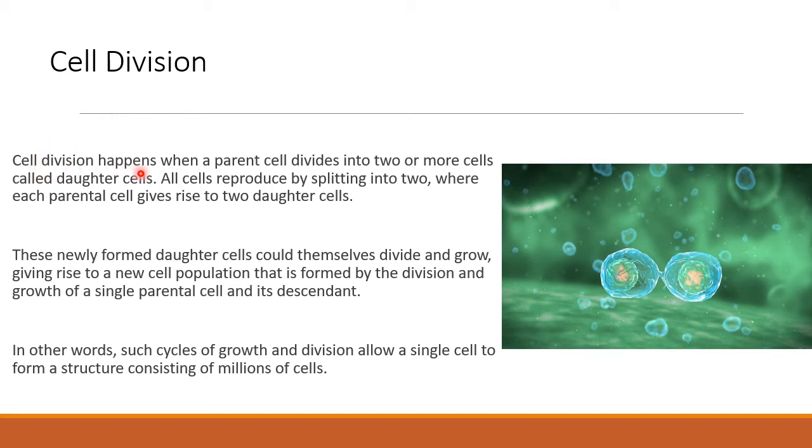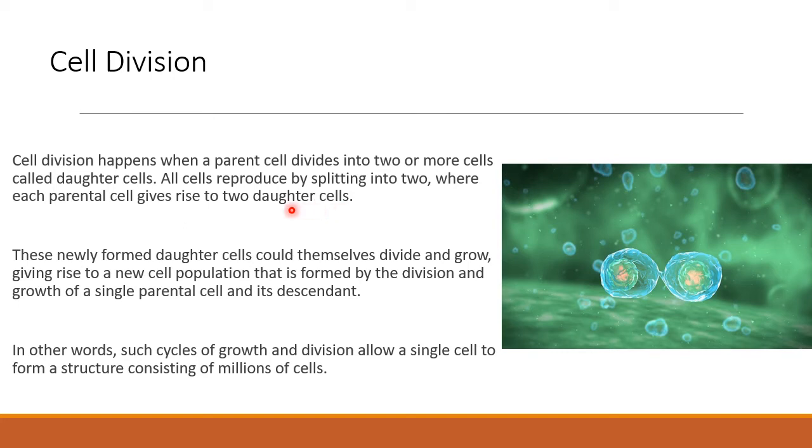Now, cell division happens when a parent cell divides into two or more cells, and those cells are called what? Daughter cells. Now, all cells reproduce by splitting into two, where each parent cell gives rise to two daughter cells. But not in all. This happens in the case of mitosis, but in meiosis, instead of two, four daughter cells are formed, which we'll be learning in the next slide.